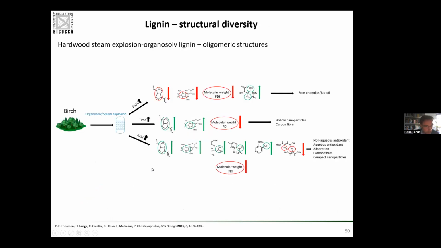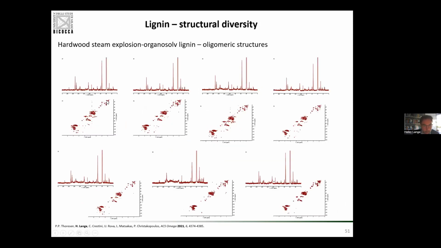Now, let's do it a third time. So we take a birch lignin. This was done together with the group of Christakopoulos and Matsakas at LTU, for example. They isolated the lignin, and then we did the analysis. Here we didn't do a fractionation, but we went directly for the bulk material, and we compared on a very deep level the bulk material from different extraction processes.